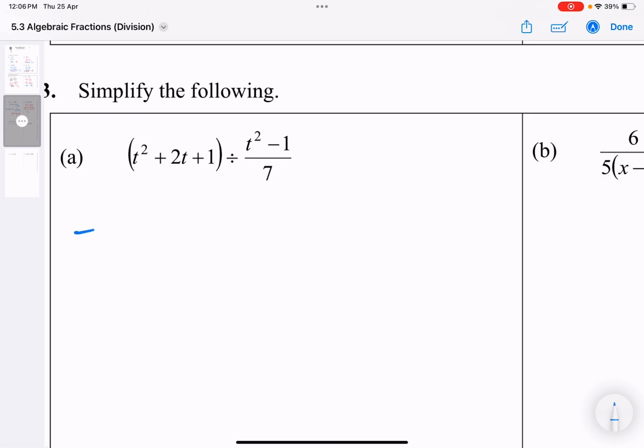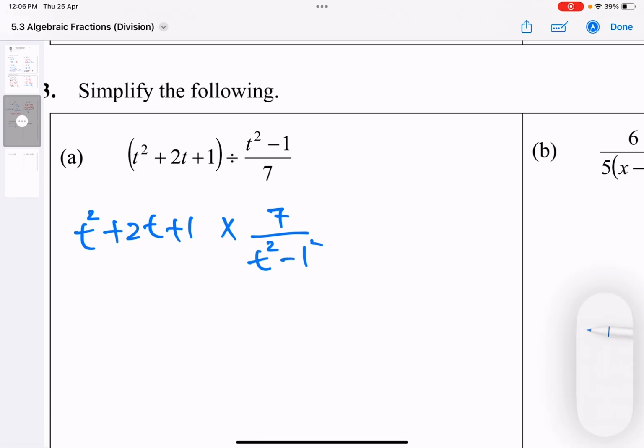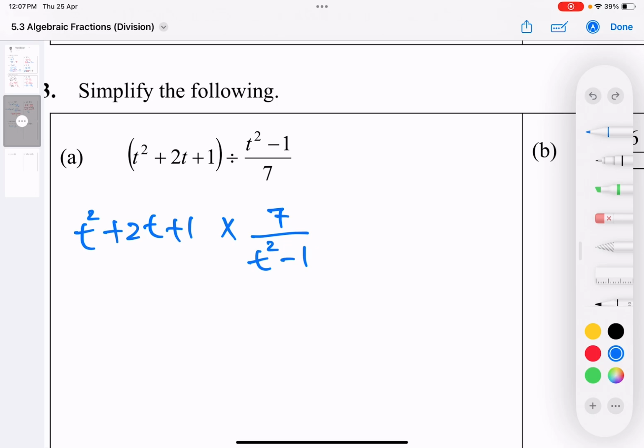The first one we keep, t squared plus 2t plus 1. I change this to a times 7 over t squared minus 1 squared. I write this as 1 squared. Why do I write this as 1 squared? Because this is of the form a squared minus b squared.